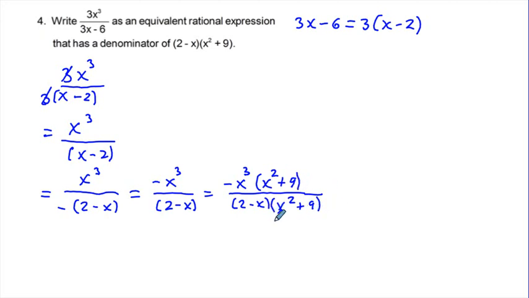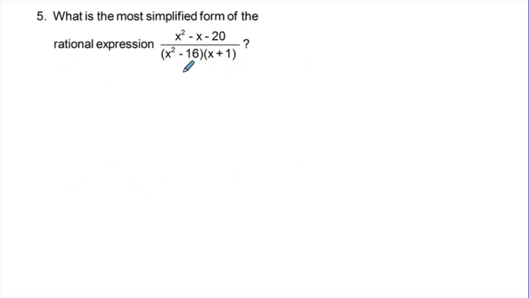So now we have rewritten this original expression as shown below, and we can check these denominators. They are the same, and so this is going to be our equivalent rational expression with the target denominator. Let's go on to number 5.